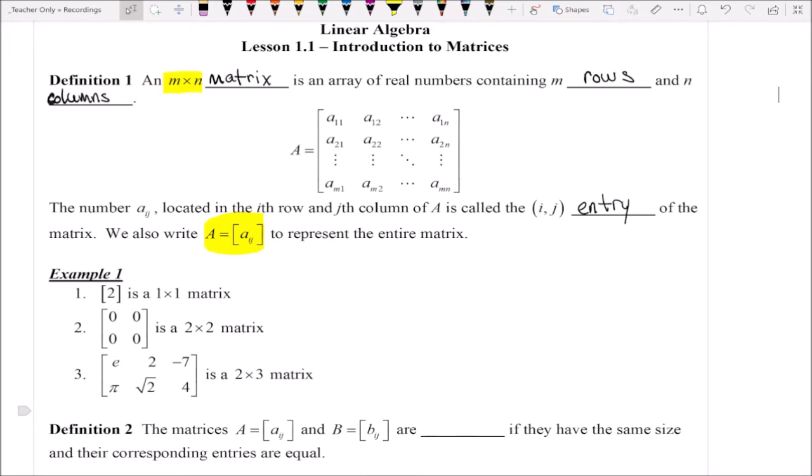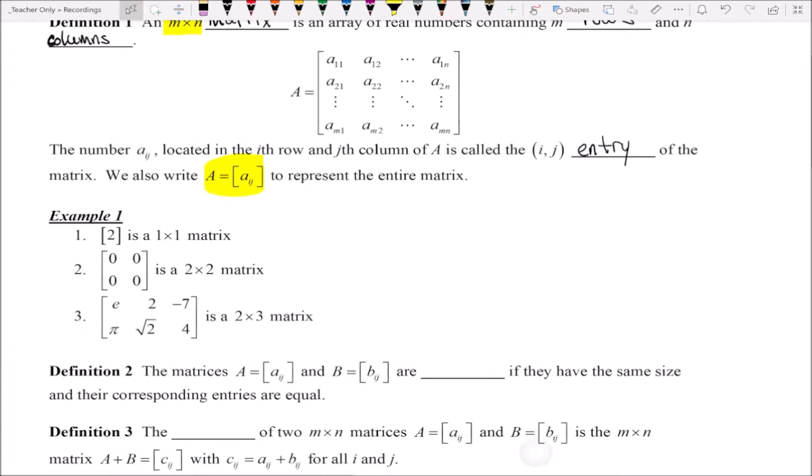Now we say that two matrices, the matrices A and B, are equal if they have the same size and their corresponding entries are all equal.